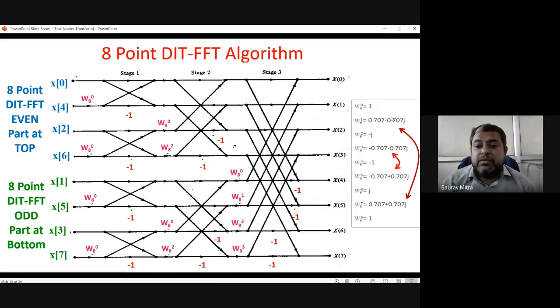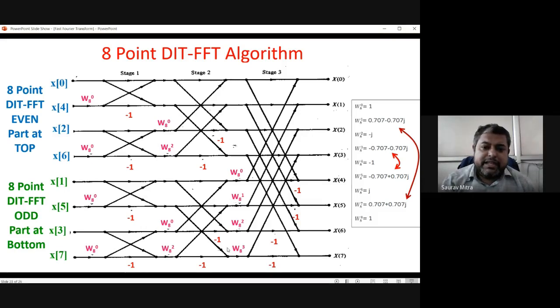So W81 and W83 are not complex conjugates, be very careful. W83 and W85 are complex conjugates, W81 and W87 are complex conjugates, and W82 and W86 are complex conjugates. But here we are supposed to use W81 and W83, which are not complex conjugates, because W81 is 1 by root 2 minus j by root 2 and W83 is minus 1 by root 2 minus j by root 2. So the only difficult thing is W81 and W83 and the multiplications by them.